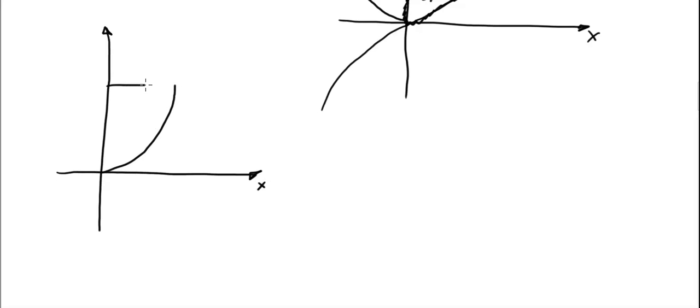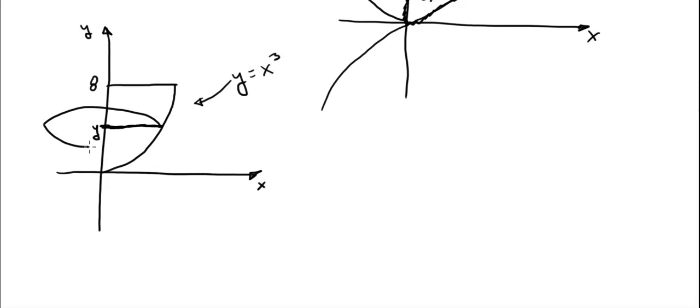So here's the region redrawn. This is y equals 8. This, of course, is the part of y equals x cubed, and then we have the y-axis. So pick an arbitrary y between 0 and 8. Give it a little bit of thickness. That means we take an interval that contains y that's very, very tiny, and then rotate about the y-axis to generate a disk that looks like that.